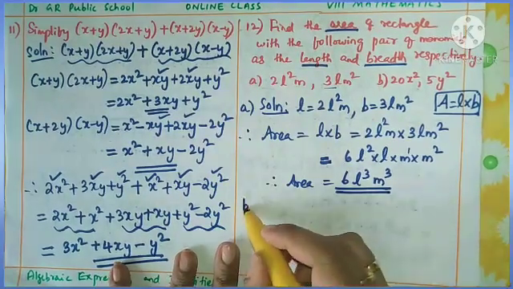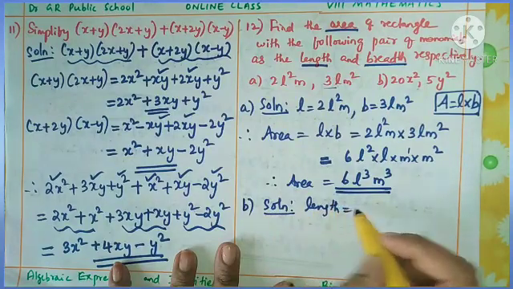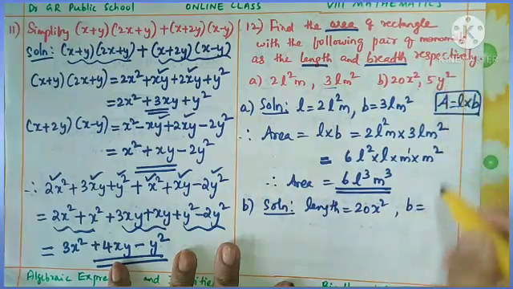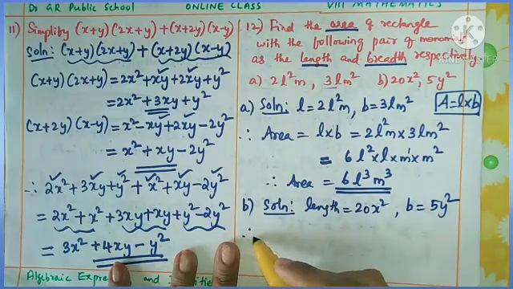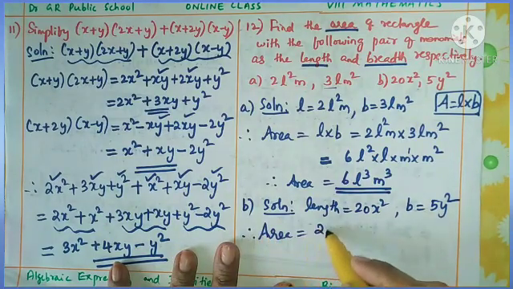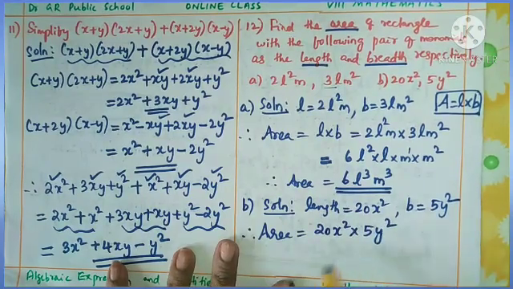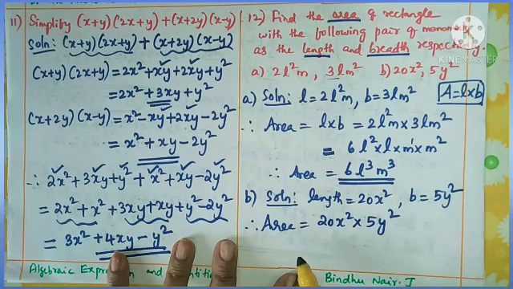Now come to the second solution. What is given? What is the length? Length is 20x square and breadth is 5y square. So here also, therefore area we need to multiply 20x square into 5y square. Now here you see carefully that they are different variables. Here x square, y square. Different variables, we cannot add the powers. So you just multiply the numbers and write the variables as it is.